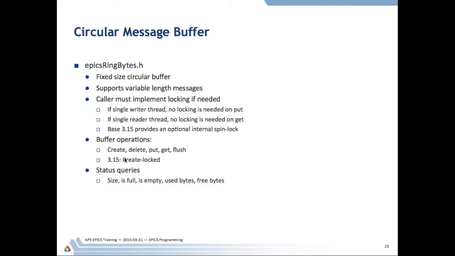And so in 3.15, we have this create locked operation as well for creating one, which automatically allocates a spin lock inside the mutex object, and locks that before it does the write or the read as necessary. We also have status queries, so that you can find out from a particular ring bytes object how big it is, what its capacity was when you created it, whether it's full or empty, how many bytes there are in the messages, and so on, how much free space there is.